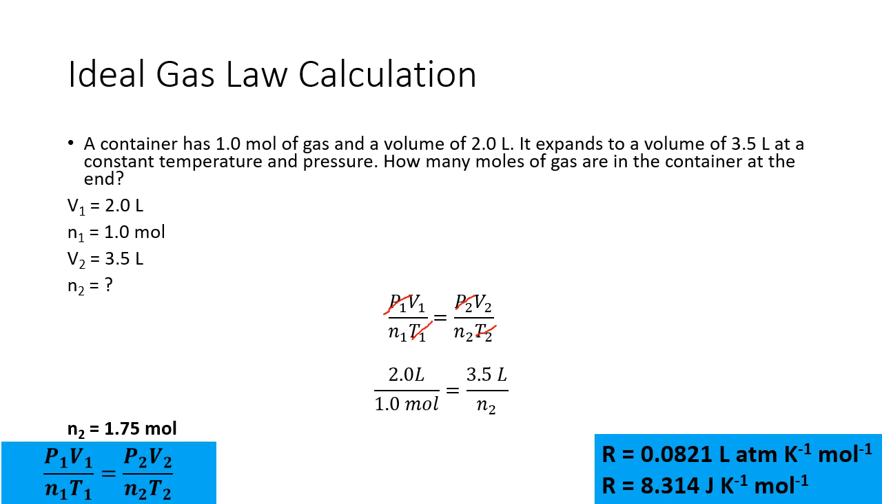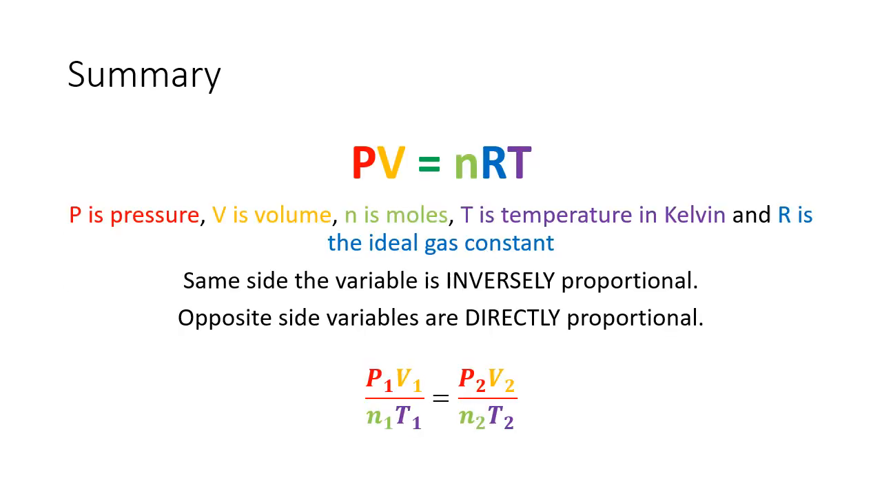It happens. To summarize, the ideal gas law says that PV equals nRT, where P is pressure, V is volume, N is moles, T is temperature in Kelvin, again, in Kelvin, and R is the ideal gas constant. If the variable is on the same side, it is inversely proportional. As one goes up, the other one goes down. If a variable is on the opposite side, it is directly proportional. As one goes up, the other one goes up.